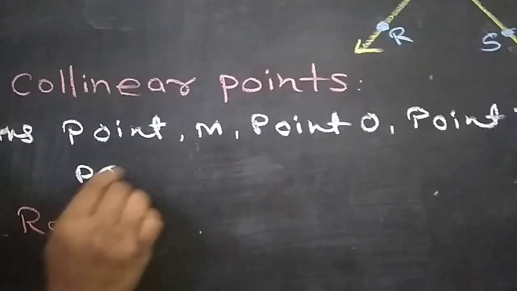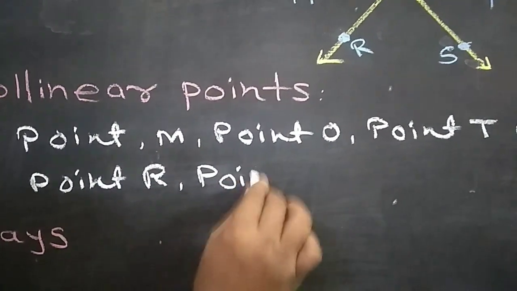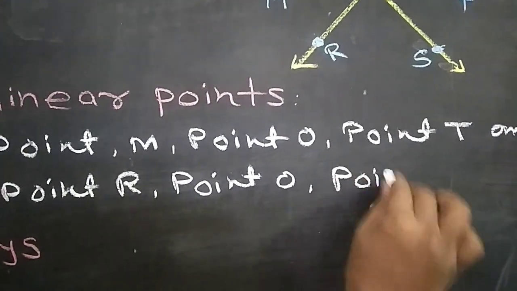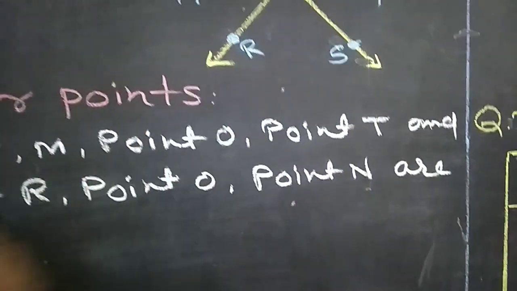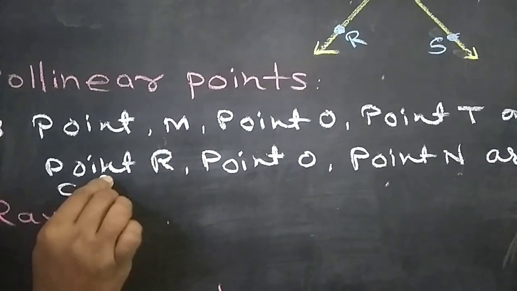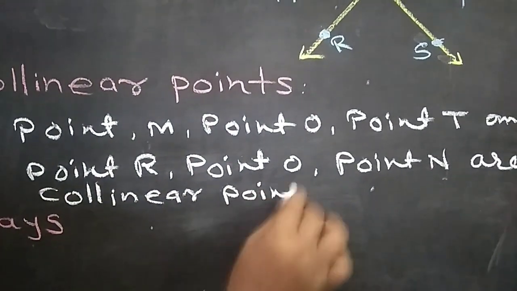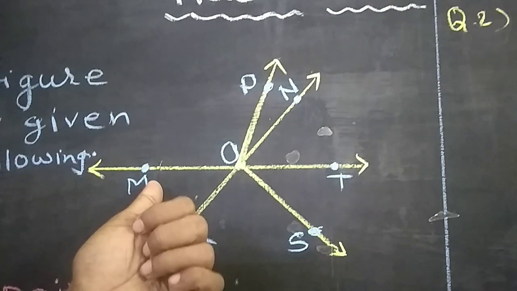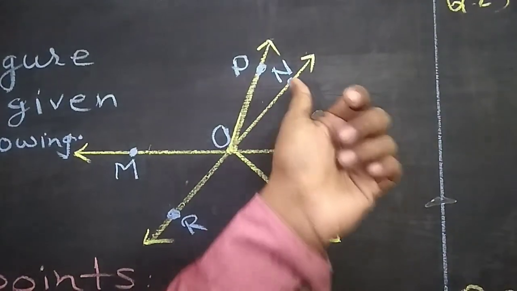RON. So point R, point O, point N, collinear points. So in this figure, there are only 2 sets of collinear points given. The first collinear set is MOT and the second one is RON.